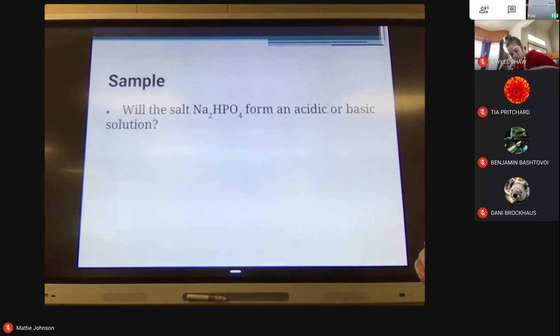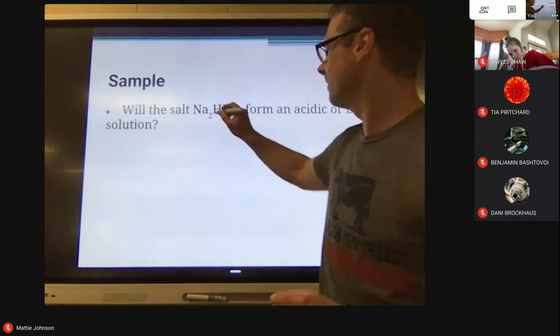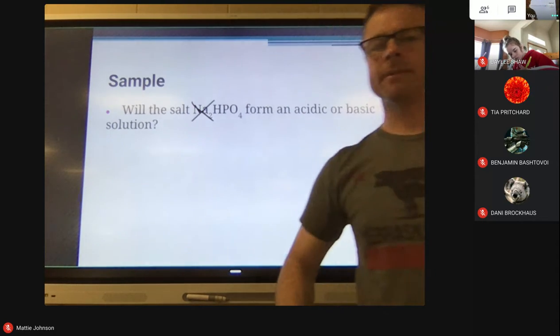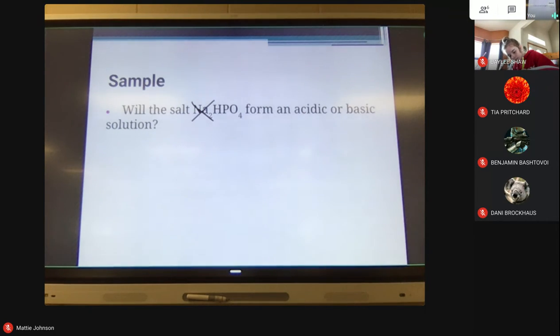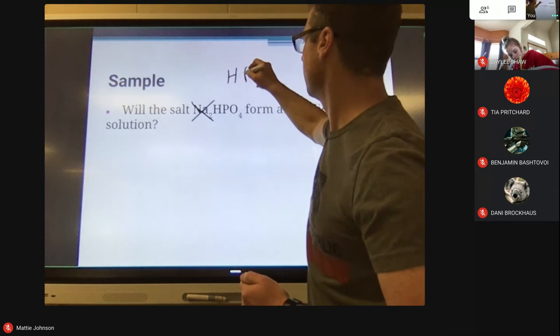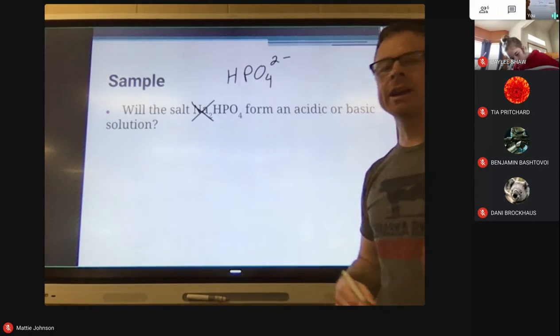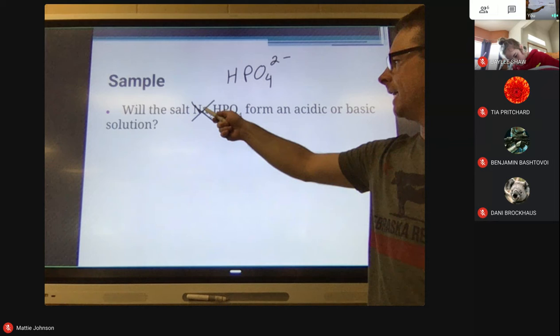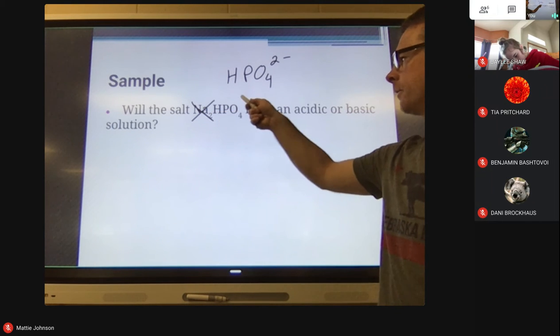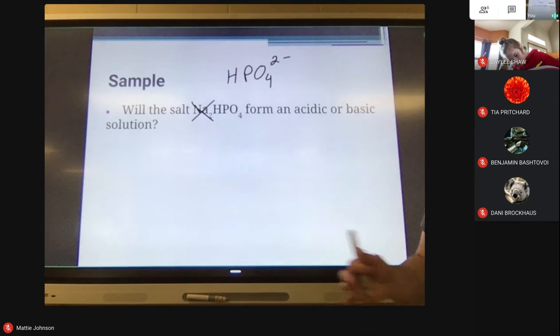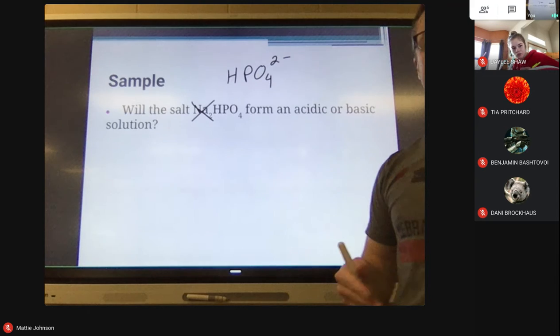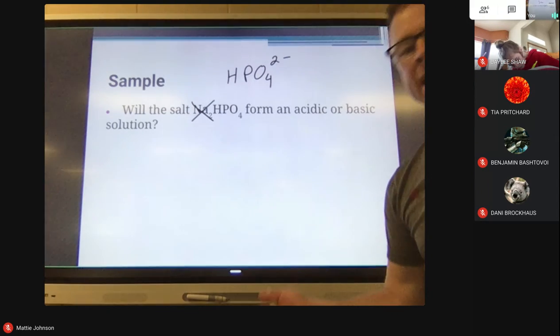Right? The thing that I see is the Na. It's a group 1 metal. Group 1 metals don't influence pH. So here we run into a bit of a problem. What we're looking at is this chemical right here, HPO4, and it is a 2 minus. If you're wondering how I know it's a 2 minus, well, Na is a +1. There's 2 of them, so that would have to be a 2 minus to cancel that out. So this falls into that amphoteric. Is it an acid? Is it a base?